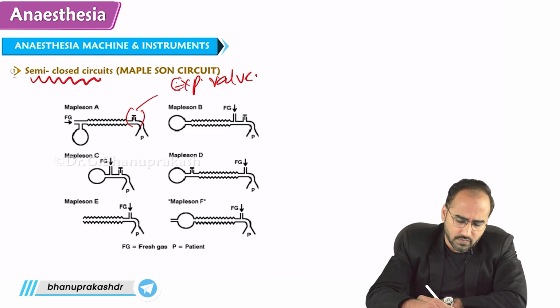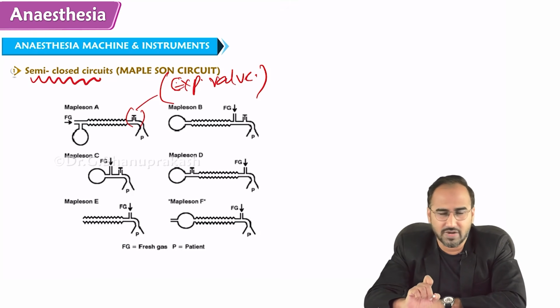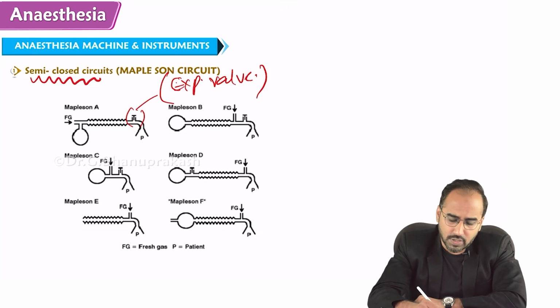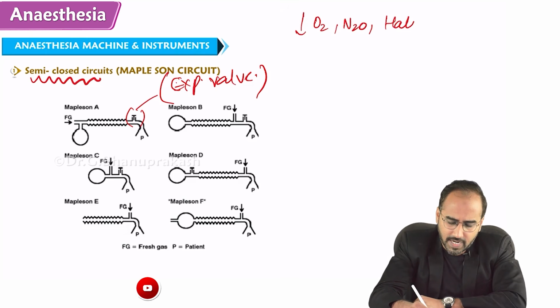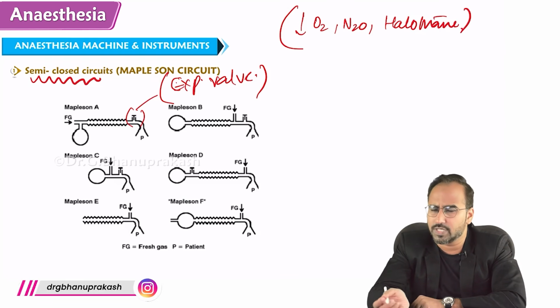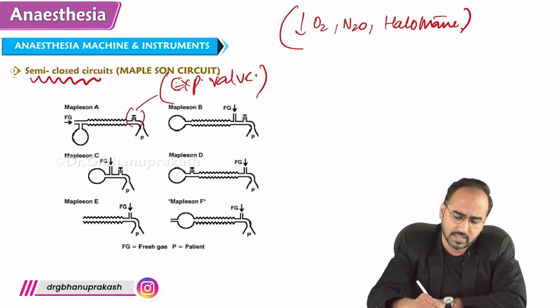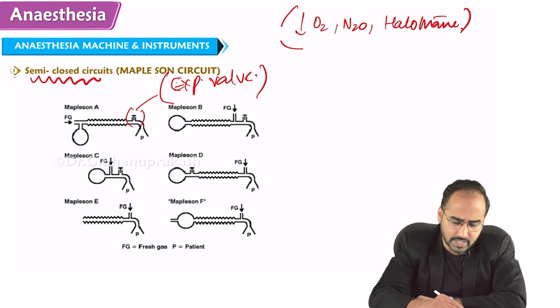What is the role of the expiratory valve in a semi-closed circuit? Remember guys, respiration is a two-way process, not one way. Two-way meaning what? During anesthesia, what do we give to the patient? We give oxygen, nitrous, and halothane. I'm just giving one example; it doesn't mean that halothane should be used in all cases. So oxygen, nitrous and halothane. We are giving this, meaning the patient is inhaling this.